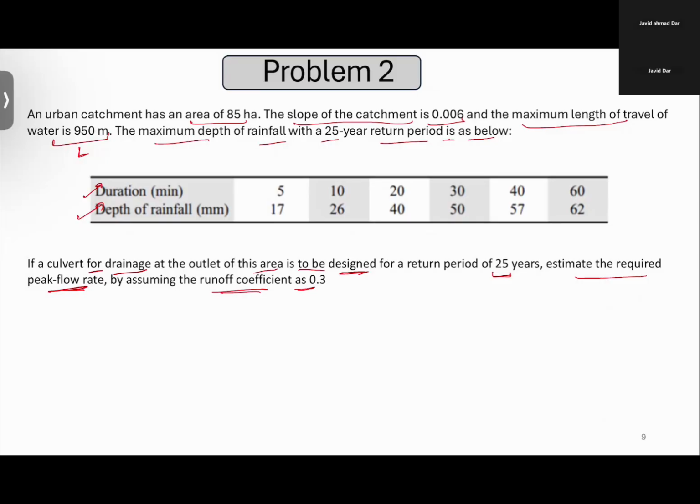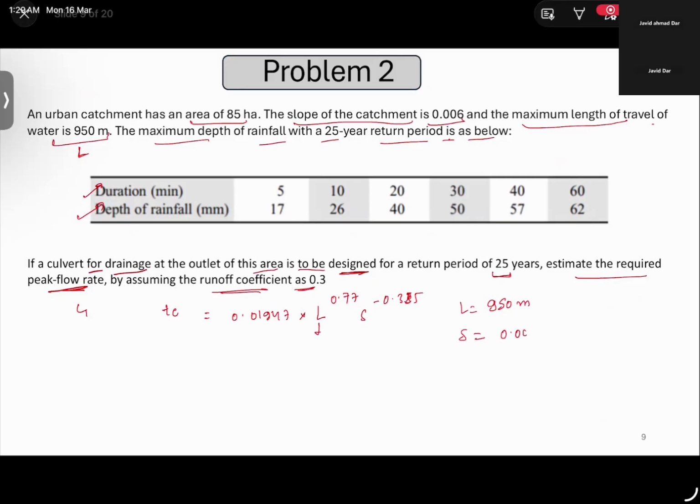Now, the first thing that comes is the time of concentration that we were discussing earlier. For the time of concentration, which is Tc, we can use the equation 0.01947 times L raised to the power 0.77 times S raised to the power minus 0.385. Your L in this case is the maximum length of the water, which is 50 meter, and your S, which is the slope of the catchment, is given as 0.006. So you can compute Tc by putting these values. Remember, the Tc will be in minutes.